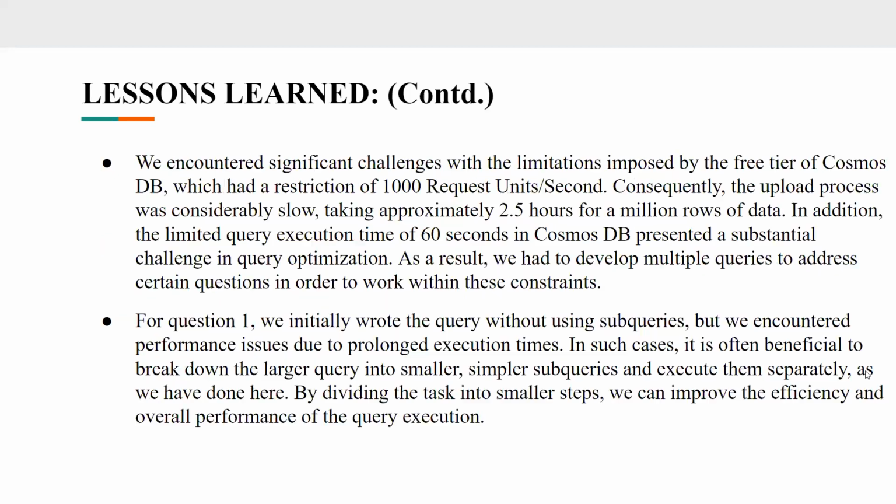The last 2 lessons that we learned were where we encountered significant challenges with the limitations imposed by the free tier of Cosmos DB, which has a restriction of 1,000 request units per second, as Aditya mentioned. Consequently, the upload process was considerably slow, taking approximately 2.5 hours for about 1 million rows of data. In addition, the limited query execution time of 60 seconds in Cosmos DB presented a substantial challenge in query optimization. As a result, we had to develop multiple queries to address certain questions in order to work with these constraints.